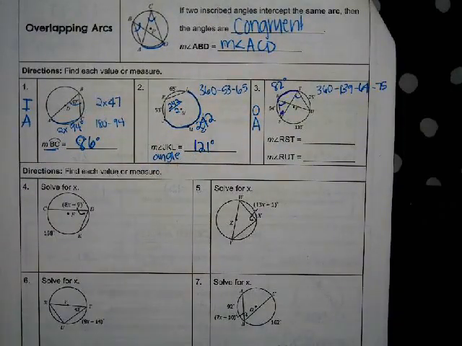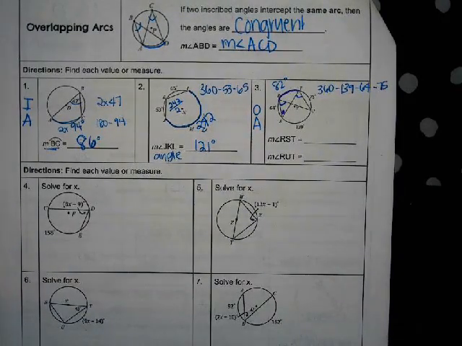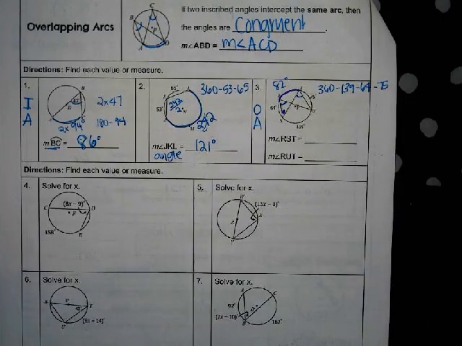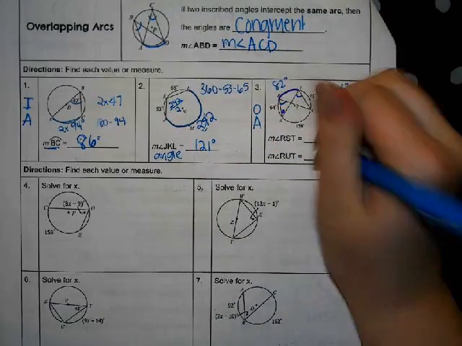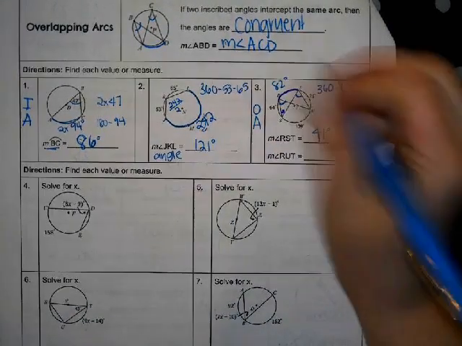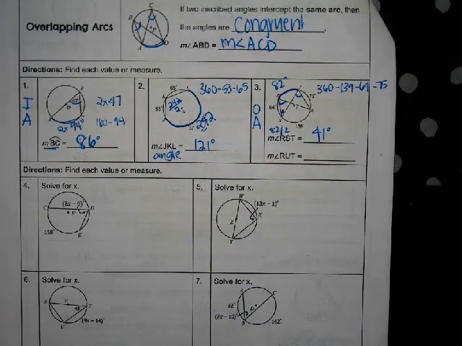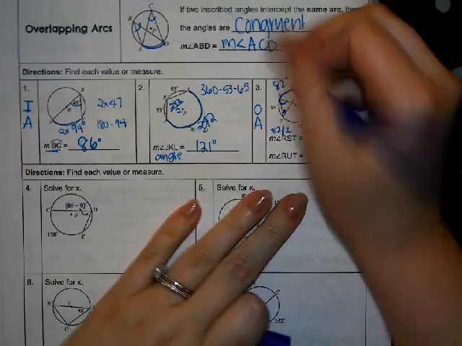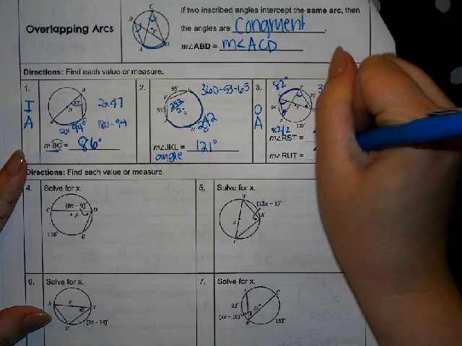Now remember, overlapping arcs are part of inscribed angles, and if they are part of inscribed angles, that means this arc is double what this purple angle is. So that makes that angle 41 degrees. I got that by doing 82 divided by 2. And remember, these two angles have to be the same because they're sharing that arc. So that means RUT is also 41 degrees.